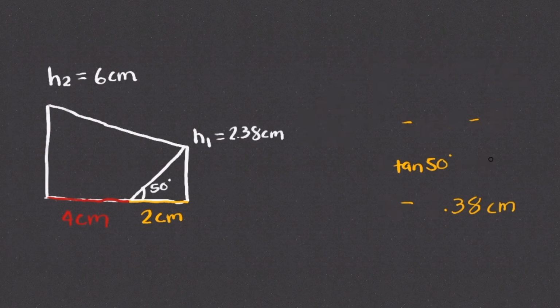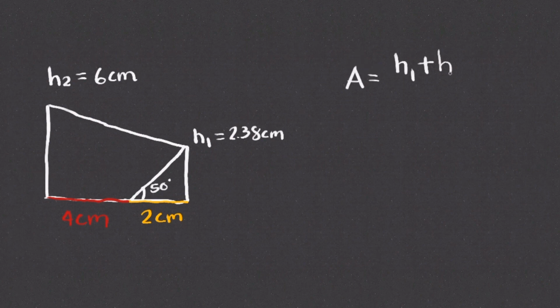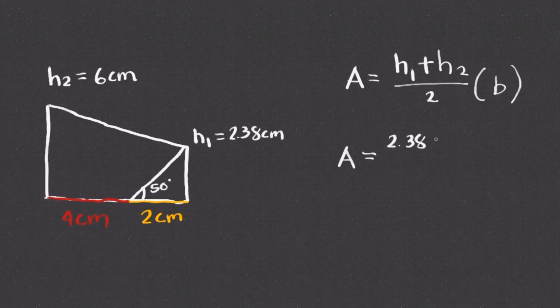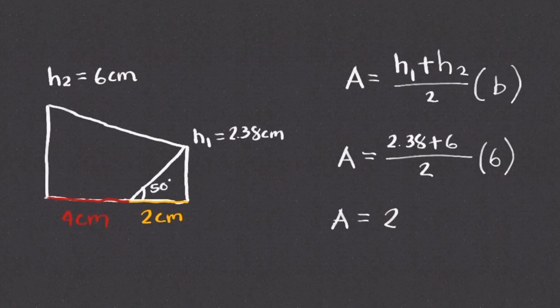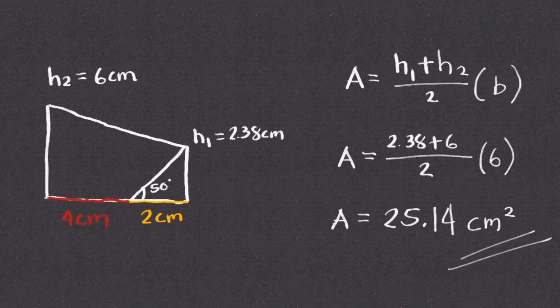Now, we have all the given to solve the area. So, A is equal to (height 1 plus height 2) over 2 times the base. Let's substitute the height 1, height 2, and the base. A is equal to 2.38 plus 6 over 2 times 6. Therefore, the area is equal to 25.14 centimeters squared. And that's how you can solve the area of a trapezoid.